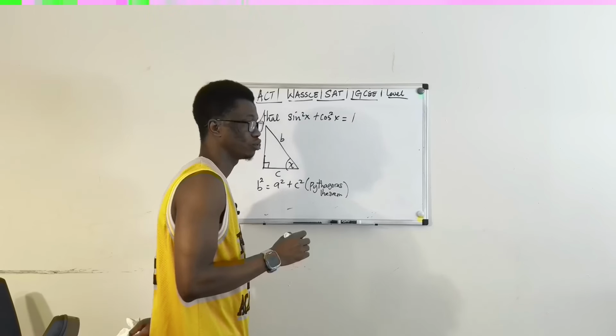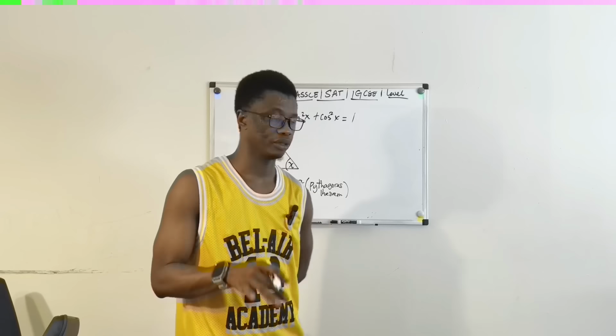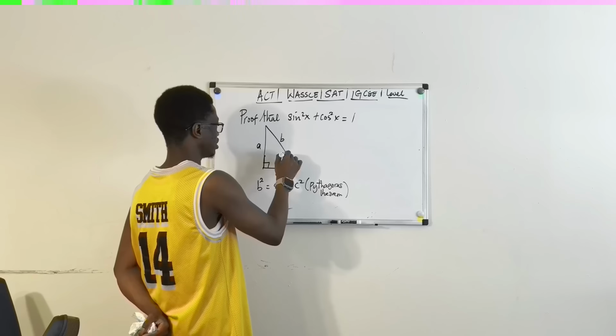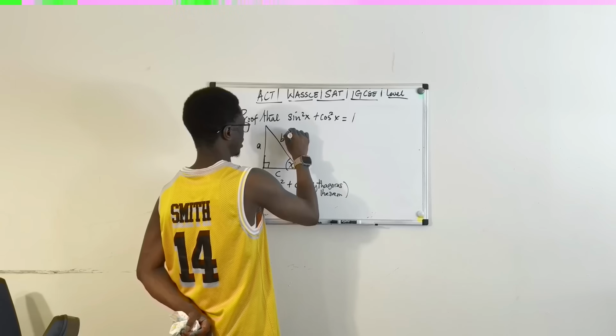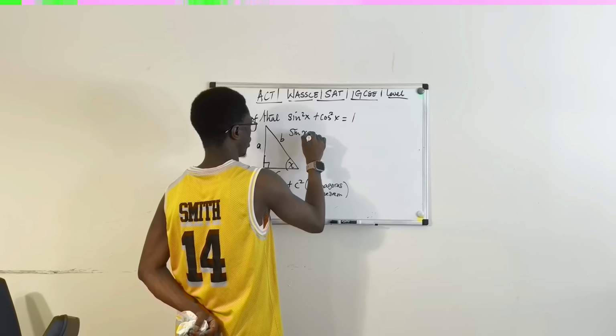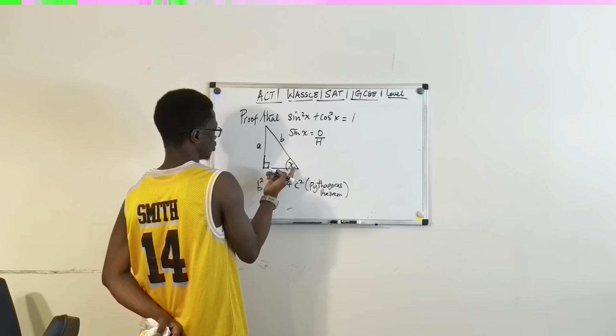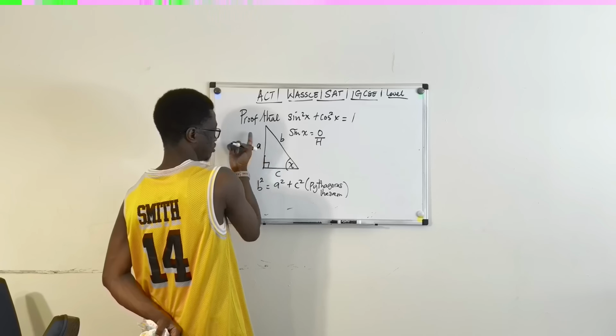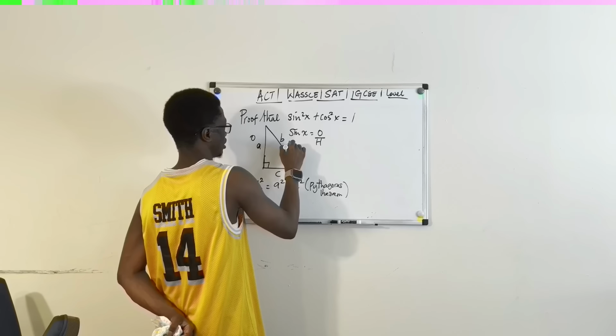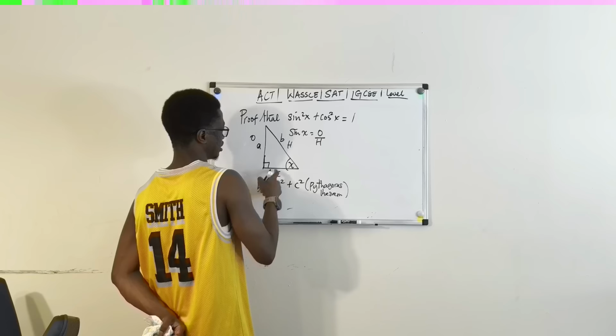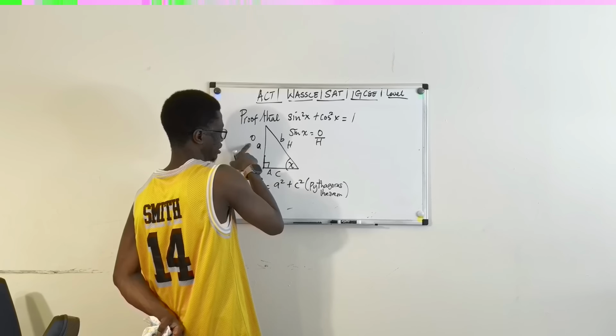Now the next thing you have to know is trig functions. For trig functions, if this is the angle x, you can say sine x equals the opposite over the hypotenuse. How do you know which one is the opposite? See this angle, the opposite of this angle. So this is O, this is H, and this is A. A is the adjacent, H is the hypotenuse, and this is the opposite.